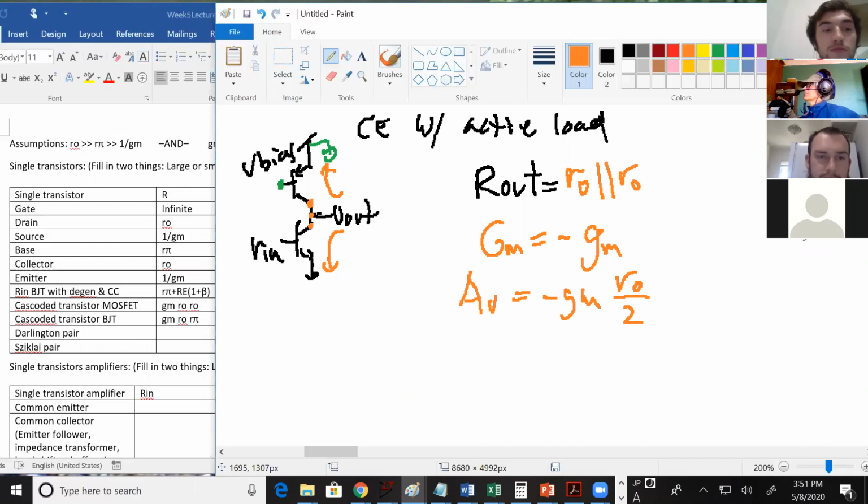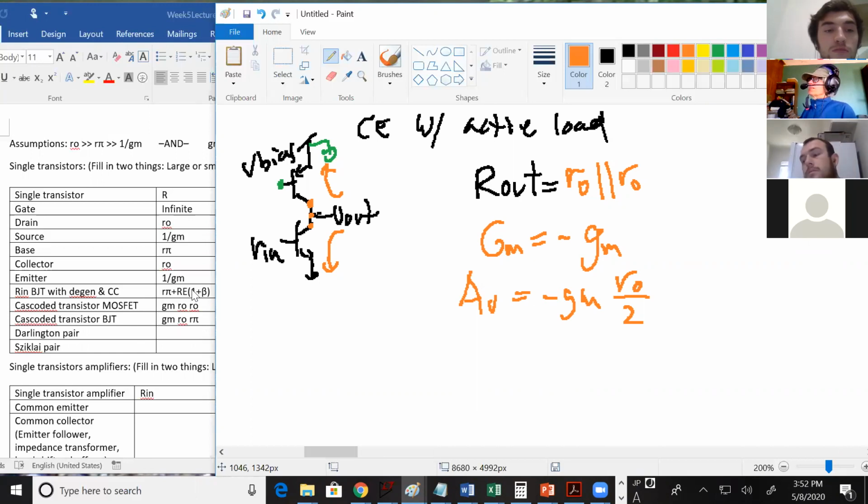Hey, Tina, I had a question. For the common emitter with active load, how would you find the Rn value? Okay, Rn, it's hitting a base. As long as there's no degeneration, Rn is just R pi. If there is degeneration, then you have that R pi plus RE times 1 plus beta. Okay. All right. Thank you.